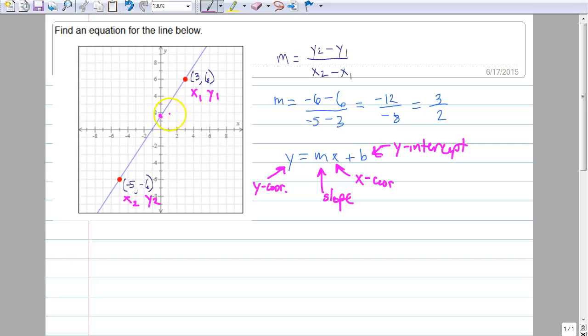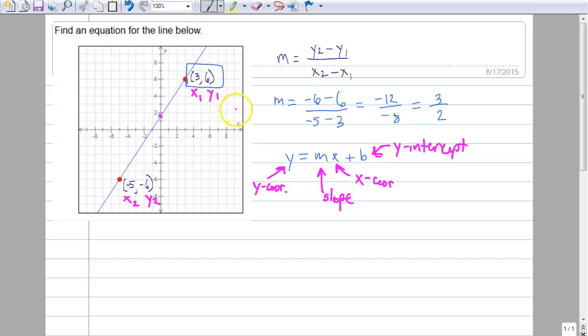You should never guess what this value is. You always work it out algebraically. So to figure out what this y-intercept is, because we have points for x and y, we just found out the slope. We just need to figure out this y-intercept. So we just need to do a little algebraic manipulation. So we could use either point. I'm going to use this point here because the numbers are positive and they're just easier to work with.